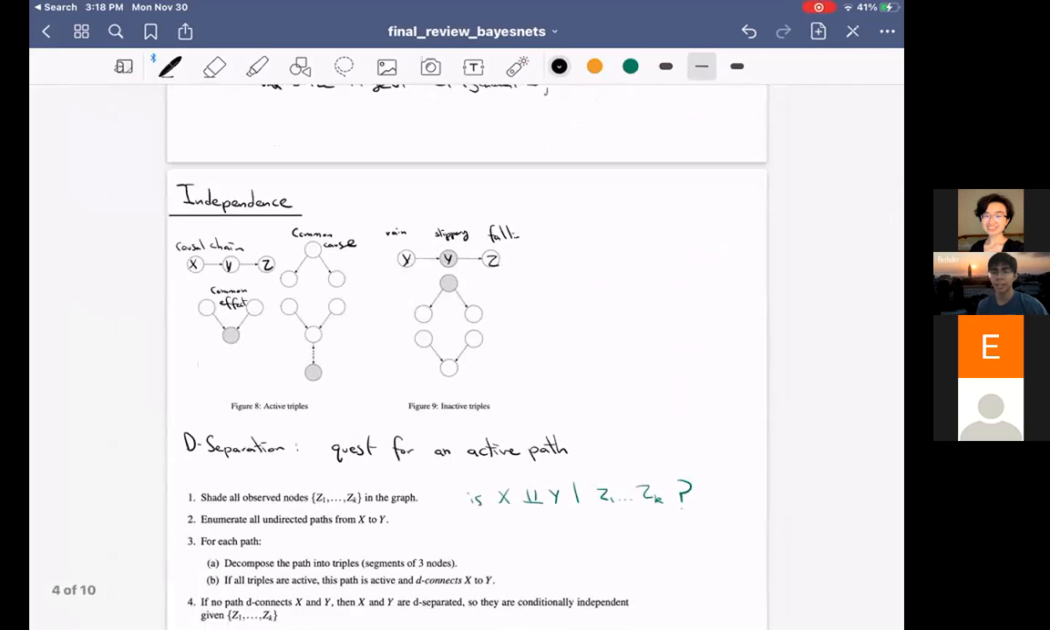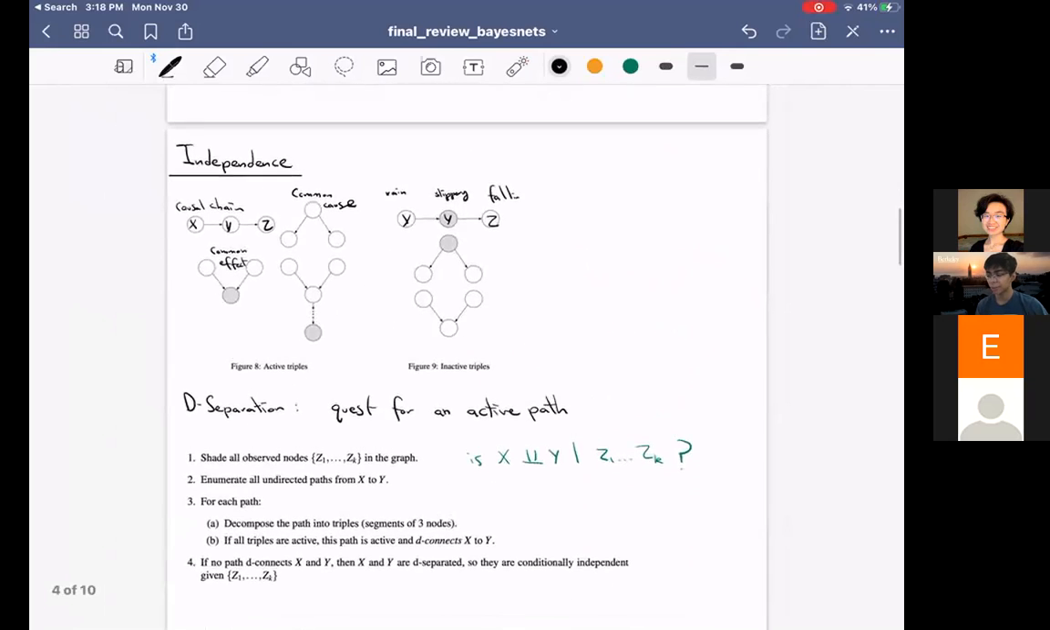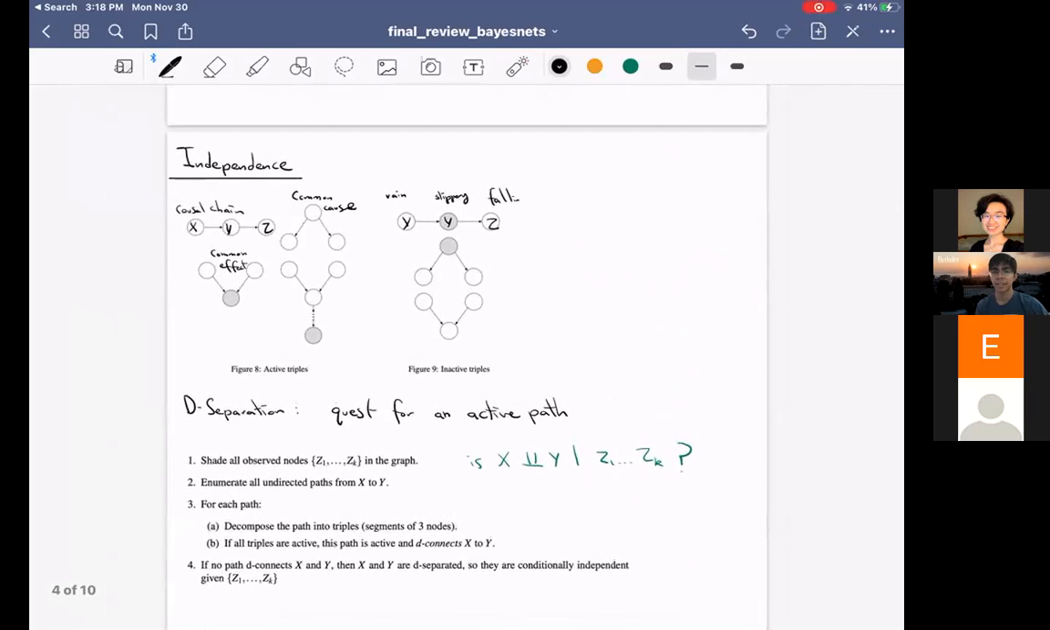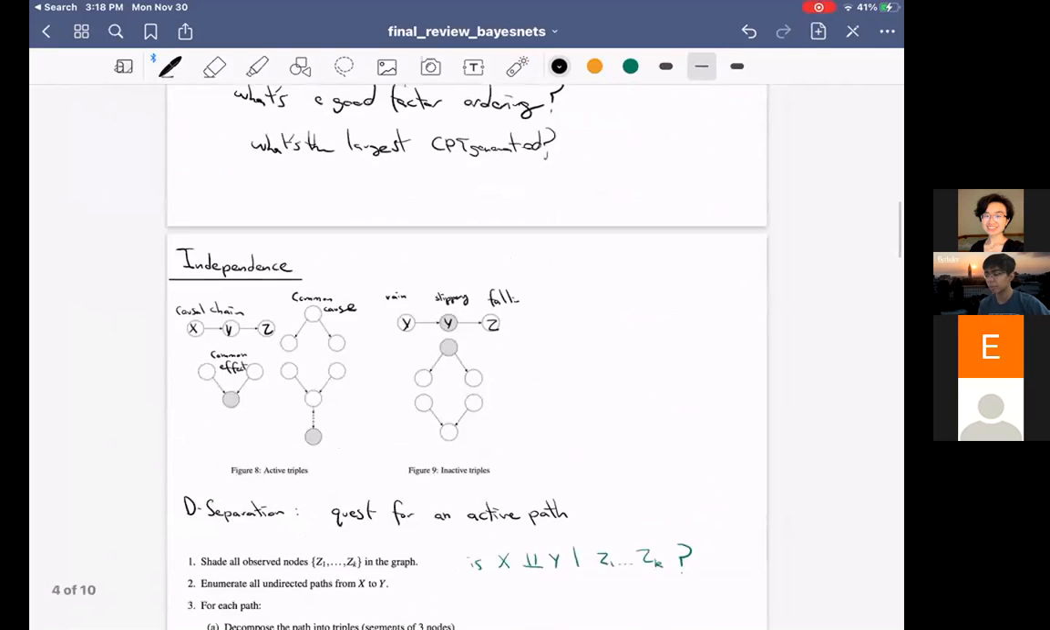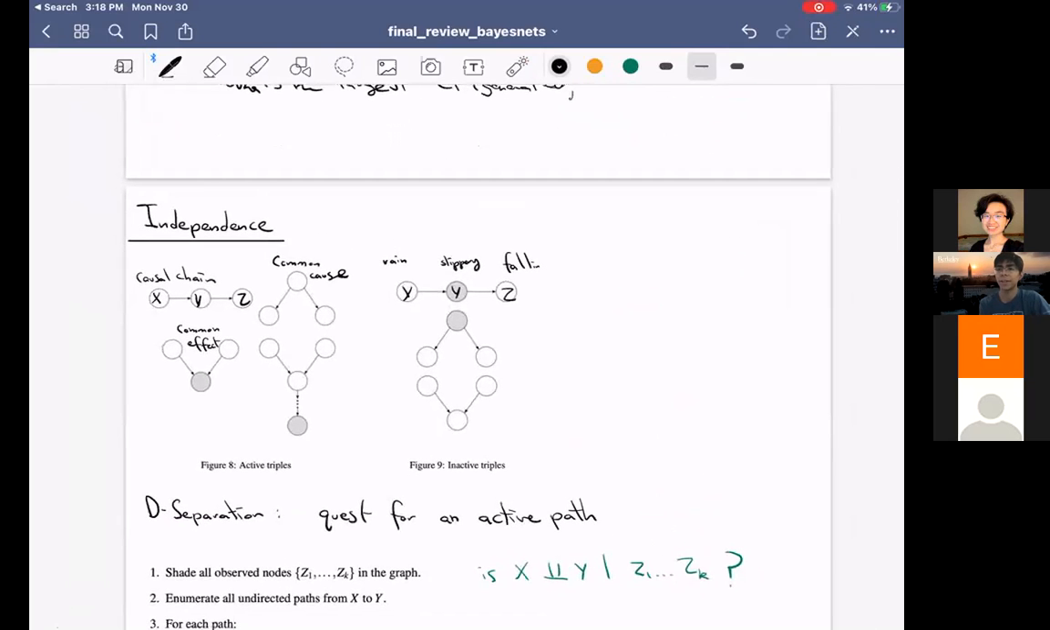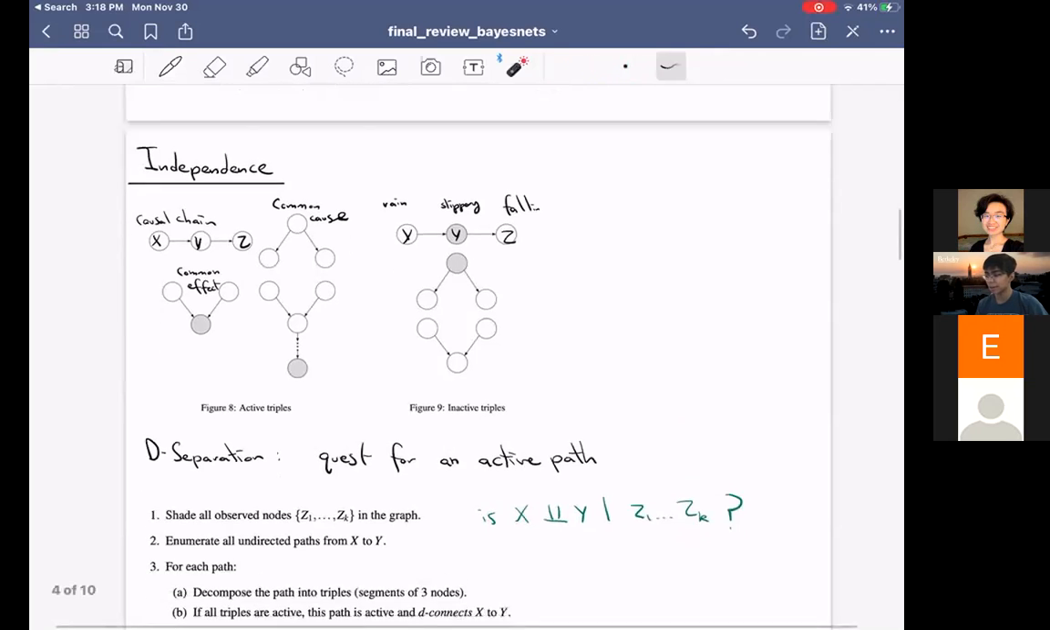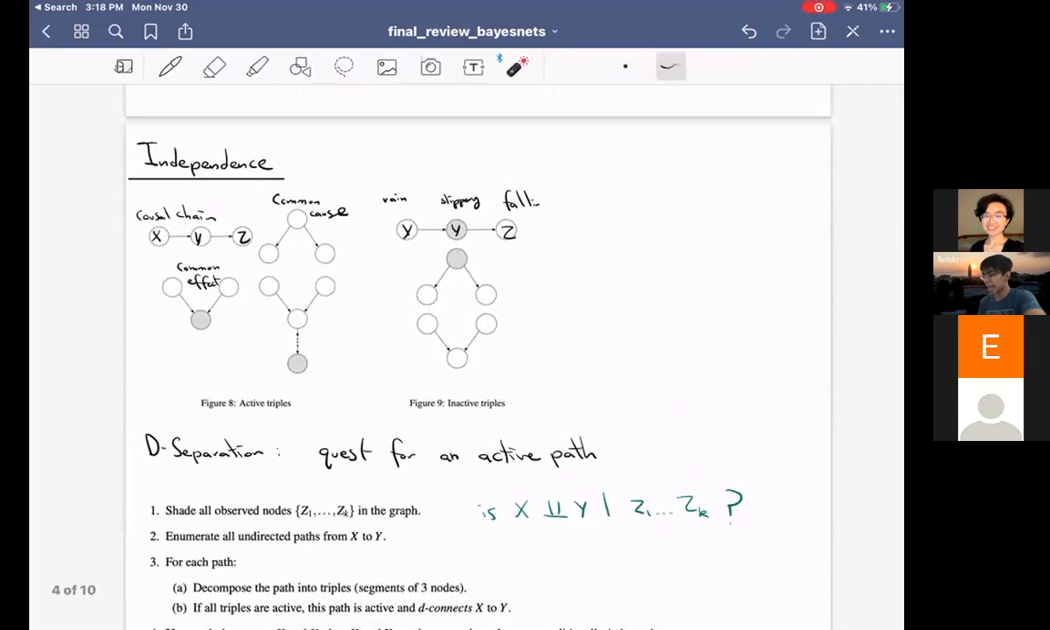And the final thing I'm going to talk about before we start the worksheet is independence. So we've talked about how to compute a particular probability, but we also might want to know what our Bayes net structure really means. What is the relationship between two different variables? So in order to reason about an arbitrary question like, is X independent of Y given all of these Z's, we use something called d-separation.